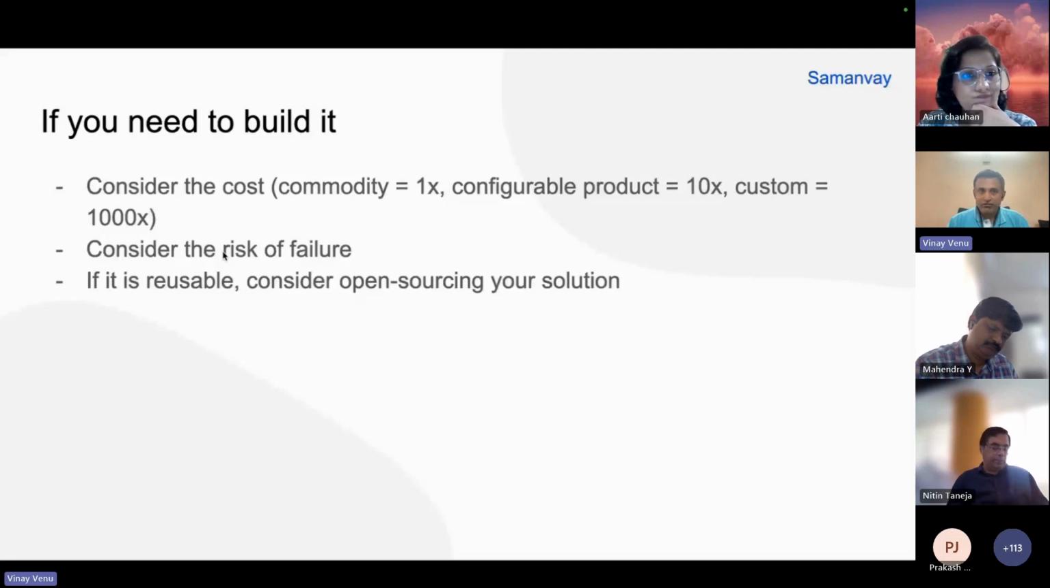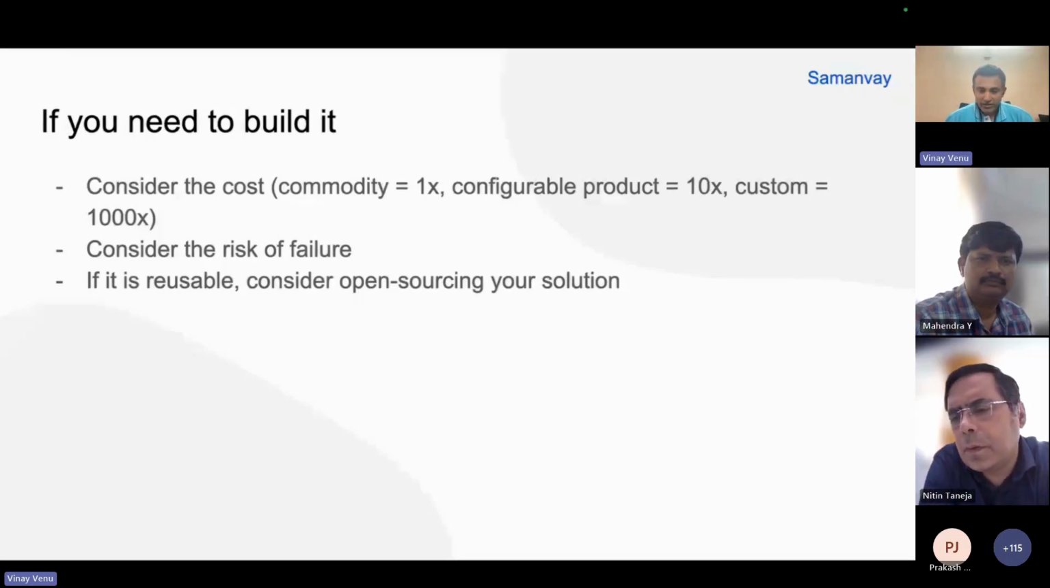You have to consider the risk of failure. If you're building it yourself, there is a chance that it might not really work out in the end. And the third is that if it is reusable, if it is really for your industry, and if you think it's not there, then consider open sourcing a solution, because in this world, as I told, the amount of money is really low, which means that you have to try to build one on top of the other and get the entire ecosystem one step ahead at a time.